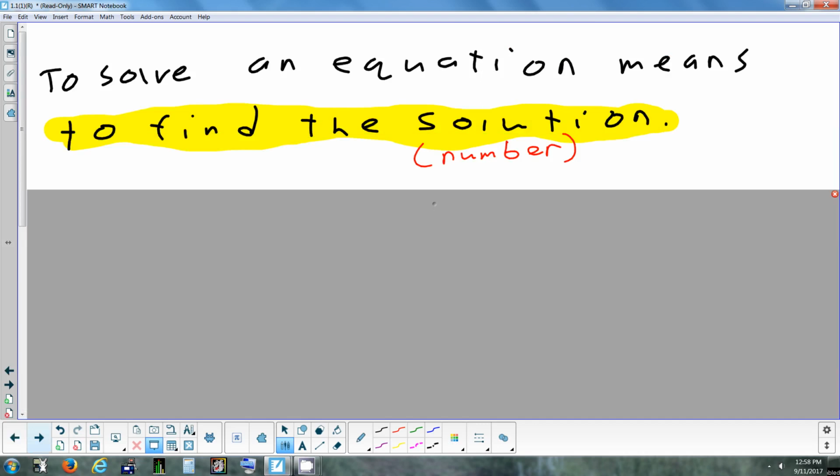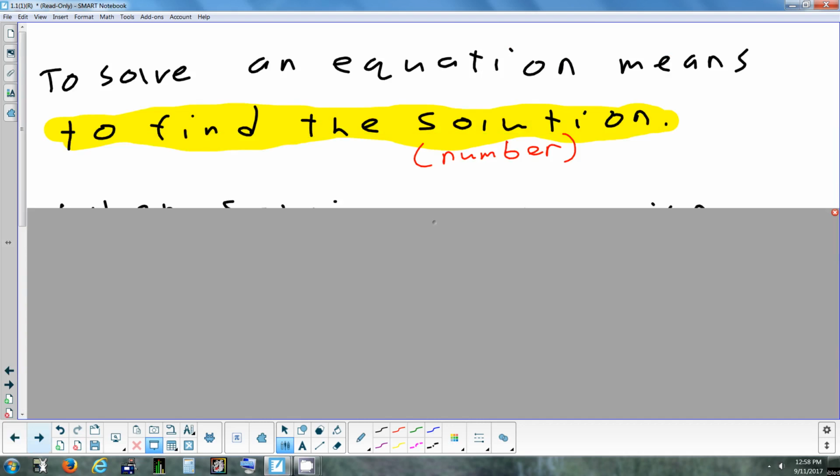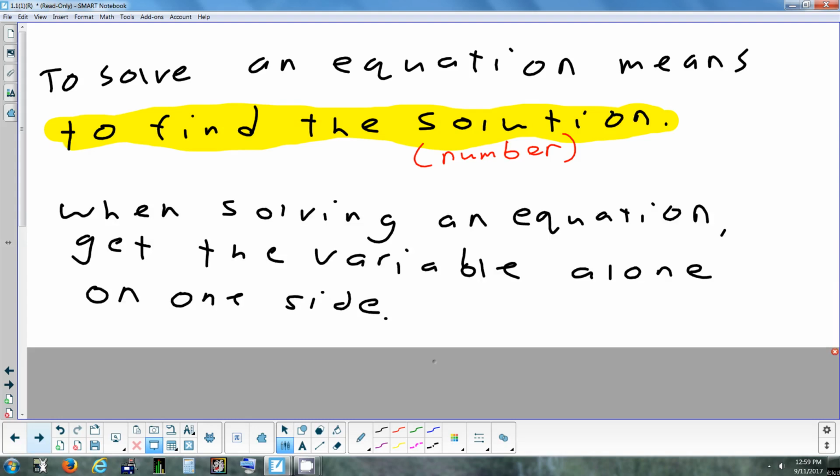And guys, an equation is always going to have a combination of what two things? The letter and the number. Letters and numbers. What do we call the letters again? Variables. Good job. So what did I say about when you solve an equation? What's the goal? You want to get the variable by itself. Yep, get it alone on one side.